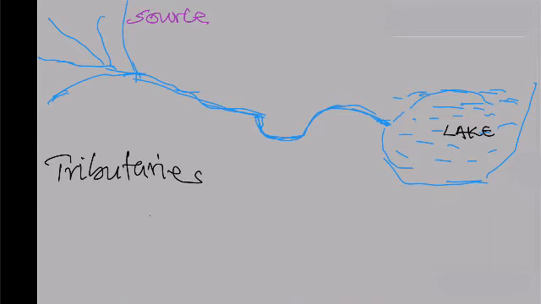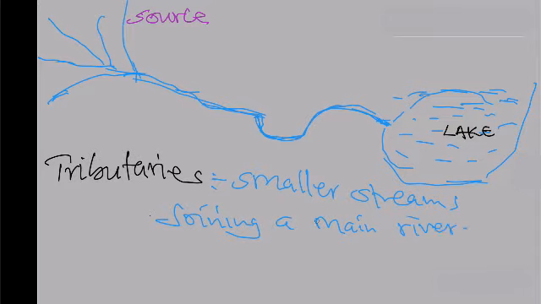Tributaries. Now, tributaries are the branches of a river. Actually, these are smaller streams that flow and join the main river. So for a river to start from maybe a highland or anywhere, we will have smaller streams that will flow and join the main stream before they finally form the main river. Now, these are what we call the tributaries.